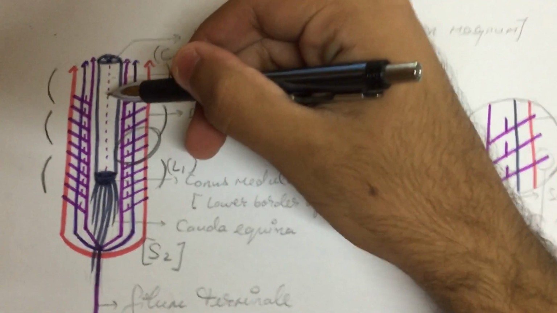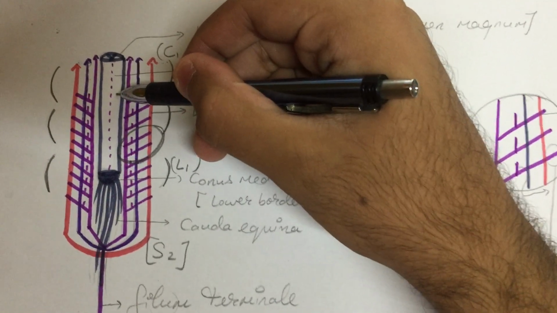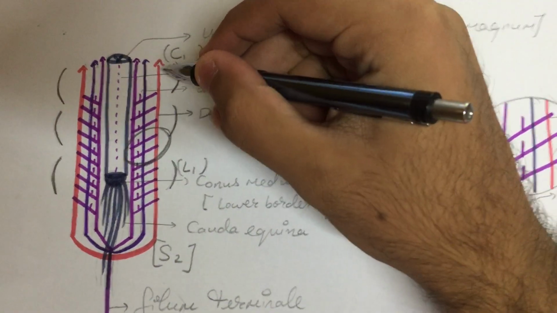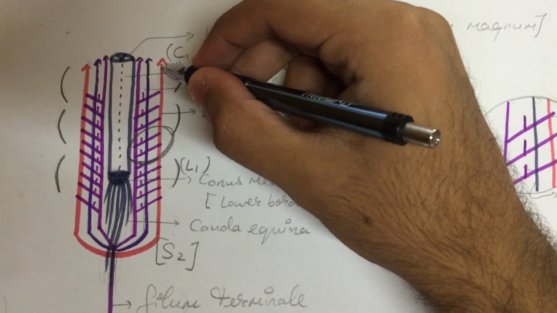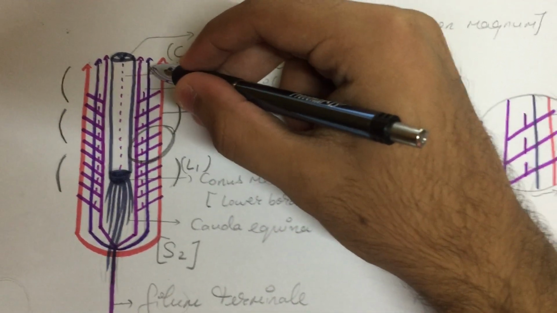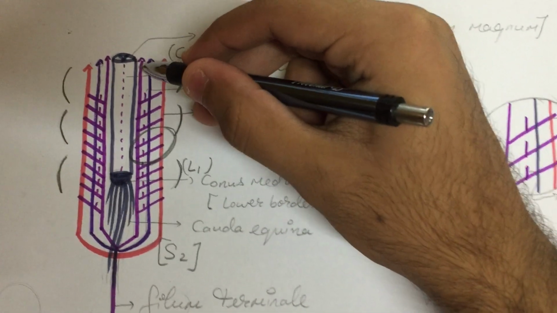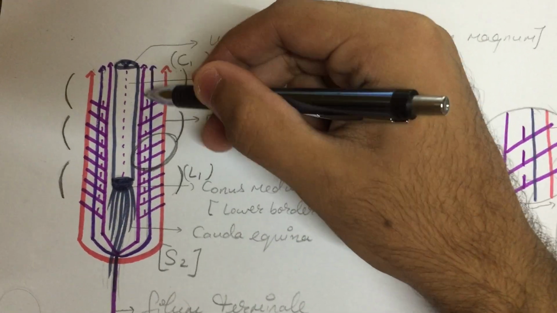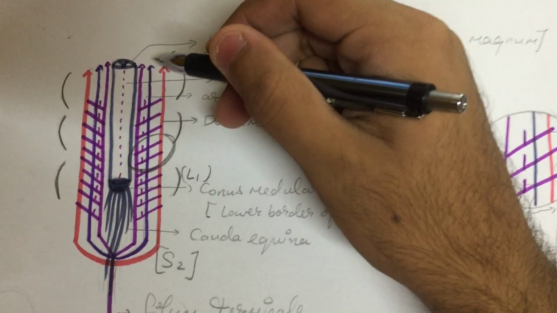The spinal cord, as a continuation from the medulla oblongata, is covered by three meningeal layers: the dura mater, the arachnoid, and the pia mater. The space between the dura mater and the arachnoid is called the subdural space. The space between the arachnoid and the pia mater is called the subarachnoid space, and it contains CSF.